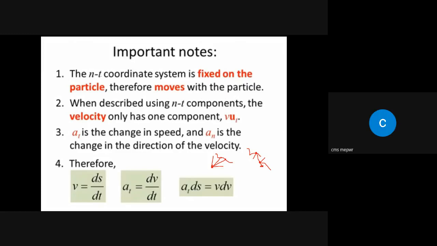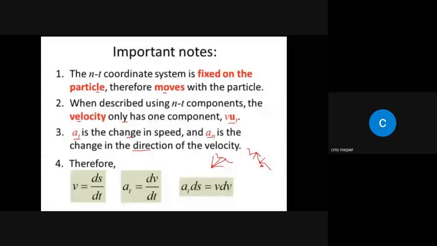So the n-t coordinate system is fixed on the particle, therefore it moves with the particle. So when describing velocity using the n-t coordinate system, the velocity only has one component, and that is the t component. Whereas in the case of acceleration, we have both components: at basically represents change in speed, or change in magnitude of velocity, and an basically represents change in direction of velocity.